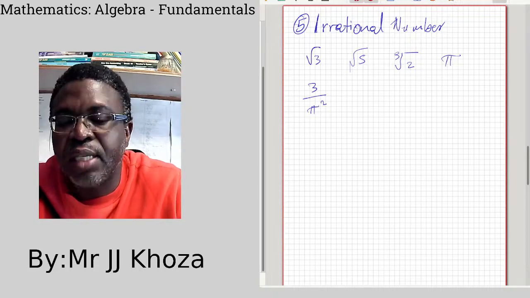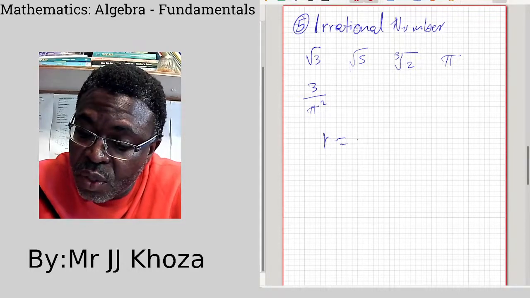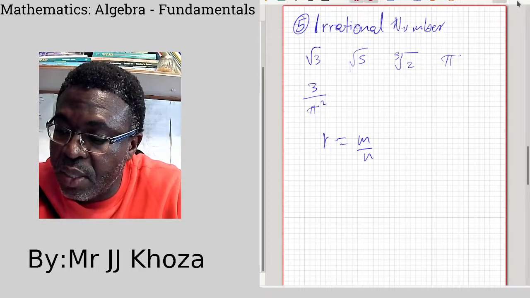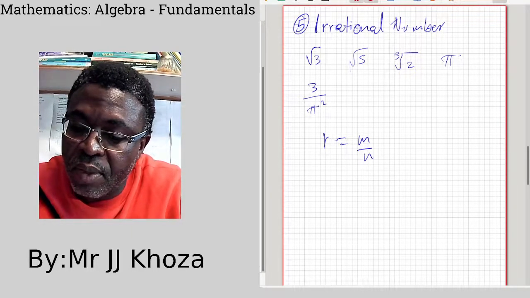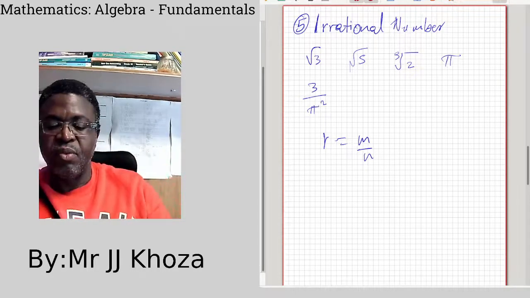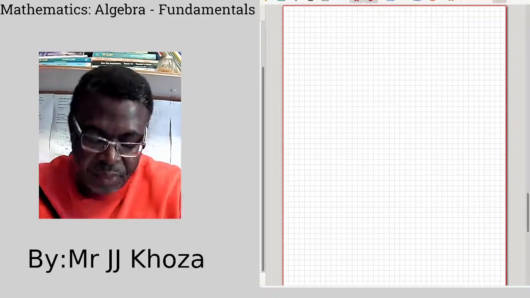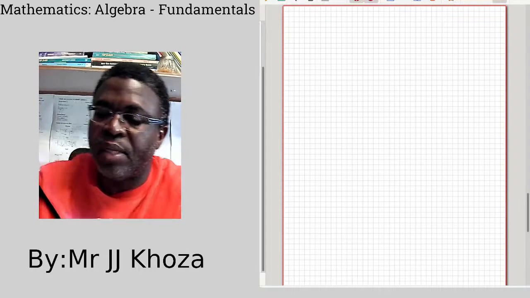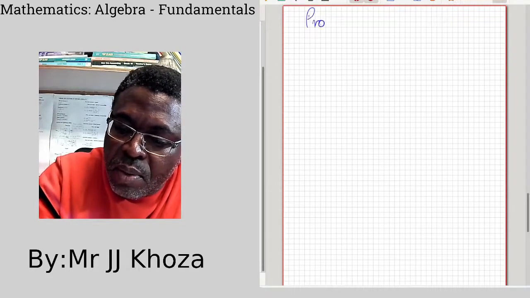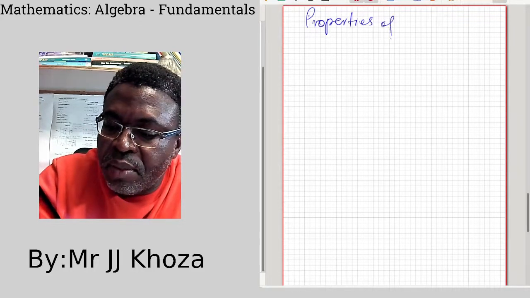It's hard for us to express them in the form of R equals M over N. It's very difficult, not easy. Okay, so we move forward. We are now ready to talk about properties of real numbers.